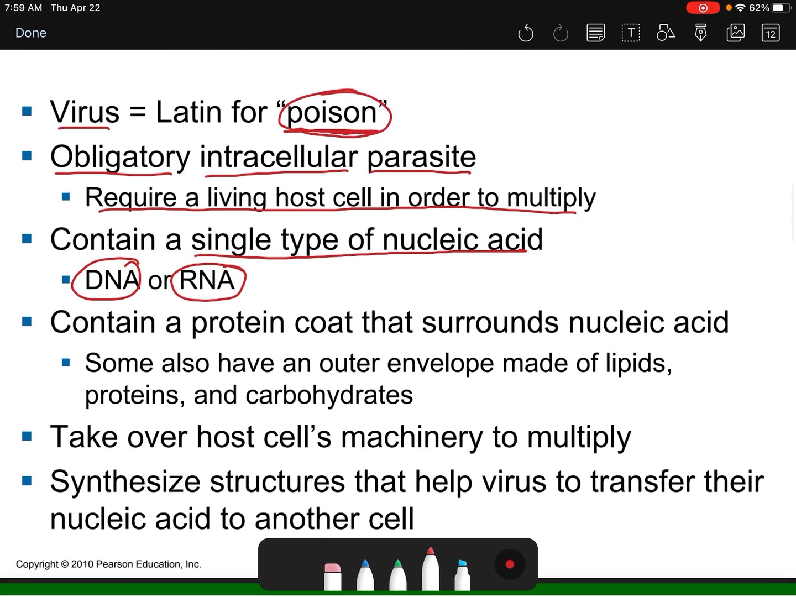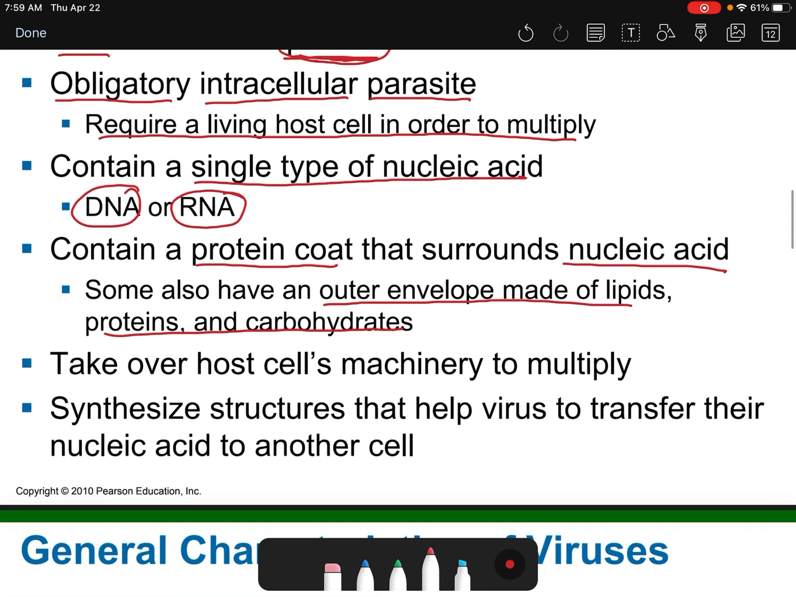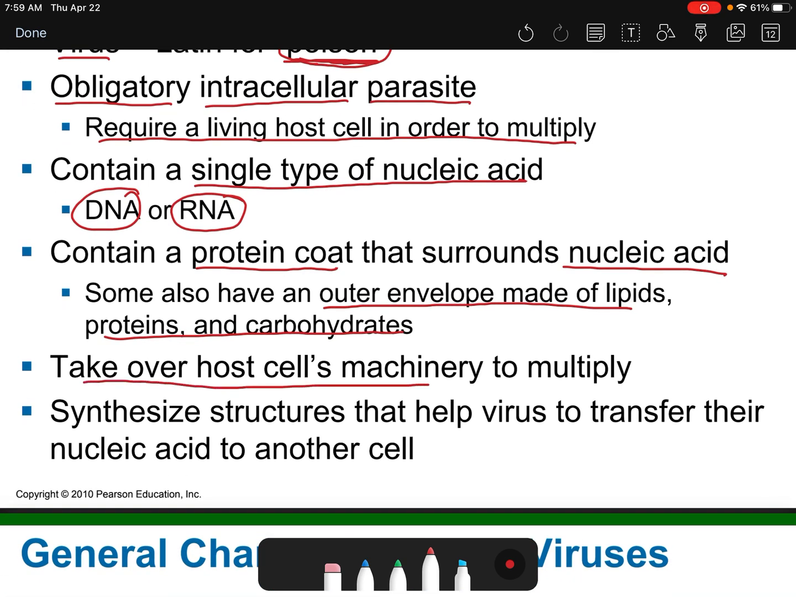Their basic structure is that they have a protein coat that surrounds a nucleic acid. Some of them can have an outer envelope made of lipids, proteins, and carbohydrates, and we'll talk about that in a minute. They have to take over the host cell's machinery in order to reproduce, and then they help synthesize structures that help the virus transfer their nucleic acid to another cell. So they have ways of getting from one host cell to another.